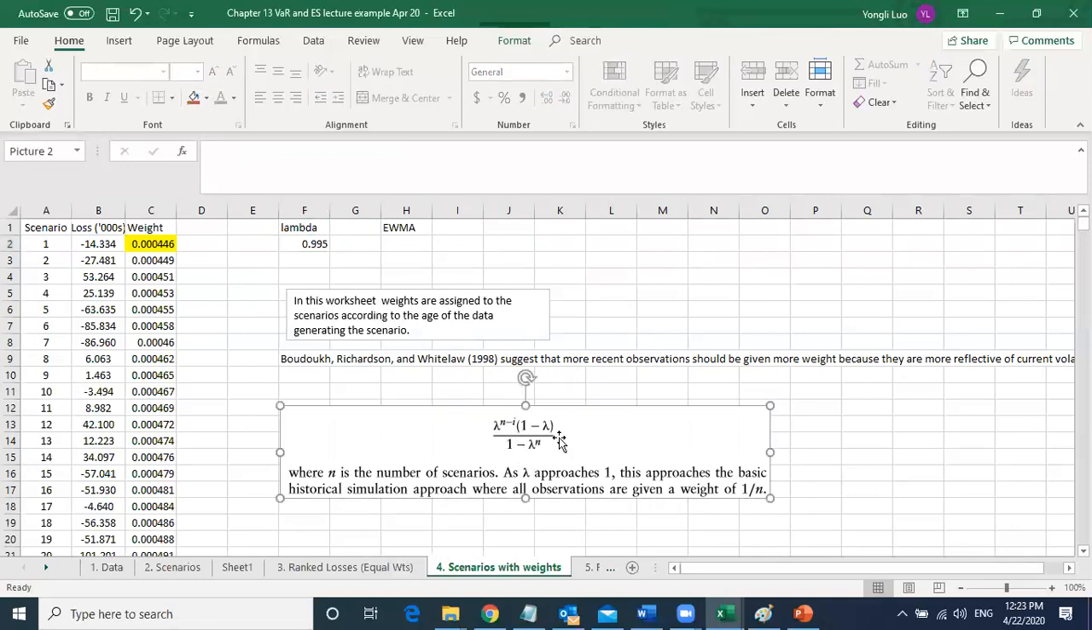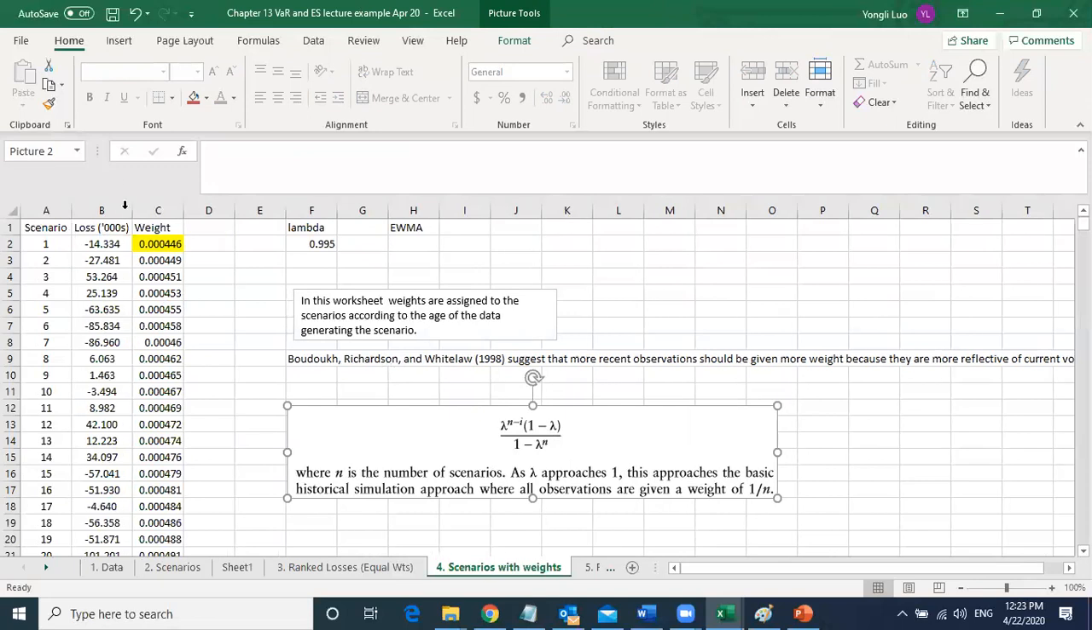This is the formula we're going to use for the weight. First, I create the losses and list them by the different scenarios, from 1 to 500. We didn't sort them.